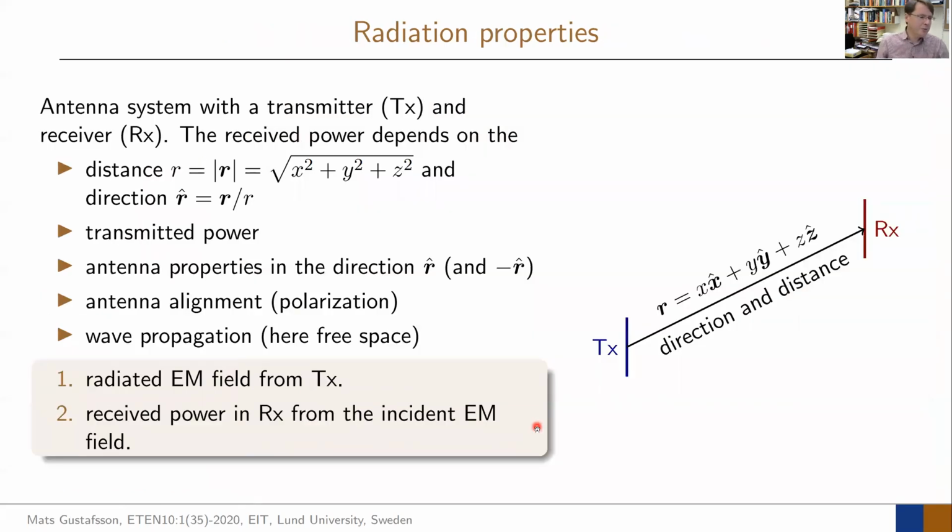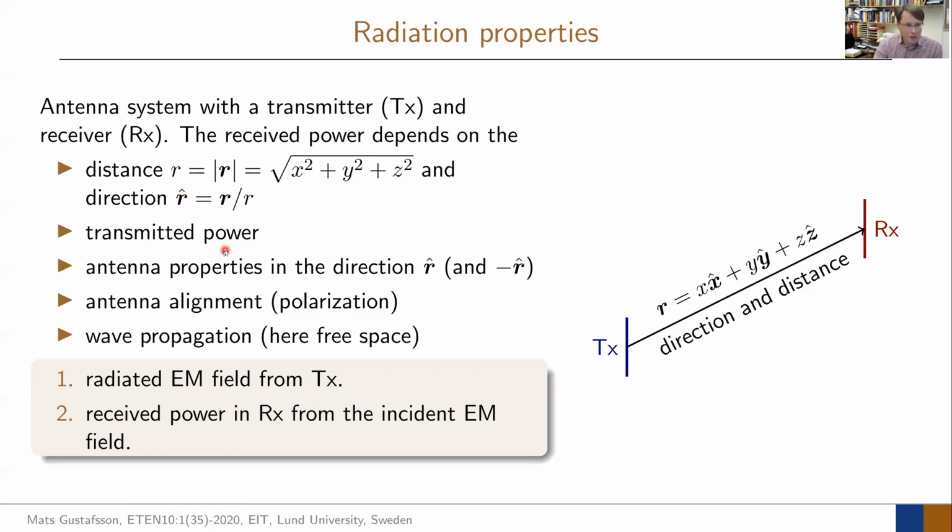When we look at the radiation properties, they depend on many different parameters. For example, if I have a Tx and Rx, the distance and the direction come in here. Typically we write the position of the receiver as something in the X direction, something in the Y direction, something in the Z direction. For example, X, Y horizontal, and Z straight up. Then I can say where the receiver is. I need to know the distance, which is the square root of the sum of squares of those, and it points in the direction which I just call R hat.